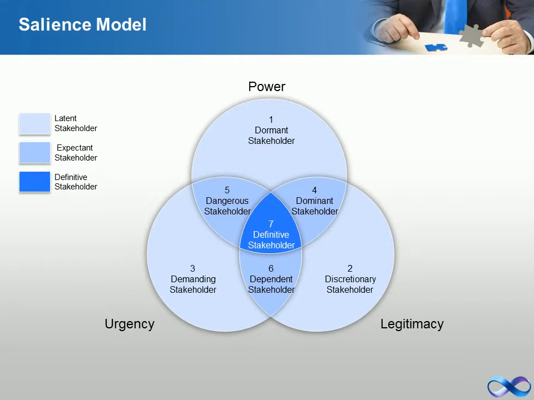These three attributes, legitimacy, power, and urgency, are highly variable, they are socially constructed, and they can be possessed with or without consciousness. Project managers have to address demanding stakeholders and dangerous stakeholders, and try to win dominant stakeholders, dependent stakeholders, and definite stakeholders.